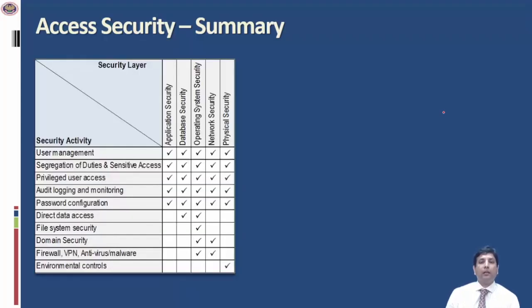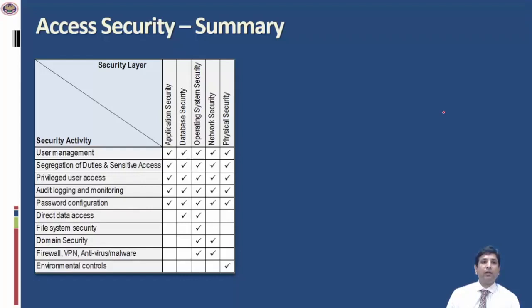Here we look at the mapping between the security activities that we have seen: the various security activities of user management, segregation of duties, sensitive access, privileged user access, audit logging and monitoring, password configuration, direct data access, file system security, domain security, firewalls, VPN, network and antivirus controls, and physical and environmental controls.